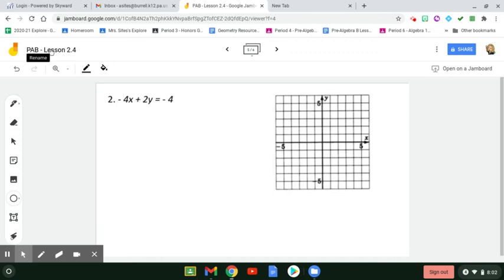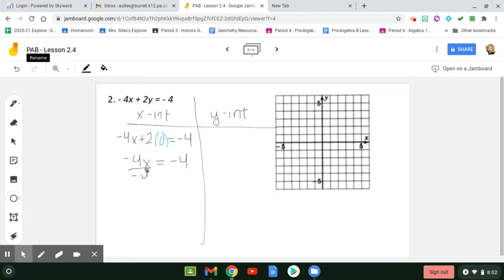So again, you need 2 pieces of information. You need the x-intercept, and you need the y-intercept. So to get your x-intercept, remember, you want to keep the x in the problem, so you're going to plug in a 0 for y. Okay, so -4x, 2 times 0 wipes out the y, so I get -4x equals -4. Divide both sides by -4, and I get x equals 1.